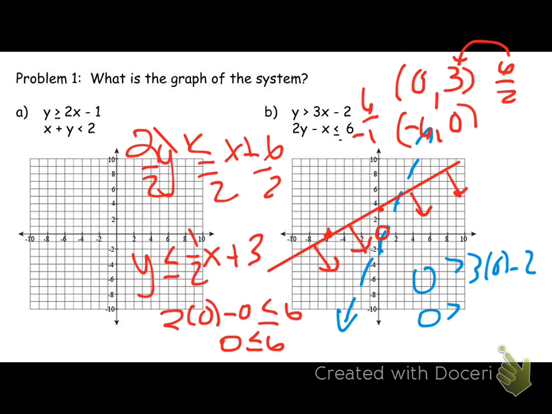What's 3 times 0 minus 2? Is that true? Is 0 greater than -2? So the blue line's going to come this way. Because here's 0, 0. So you're talking about this little region right in here. And you're done.